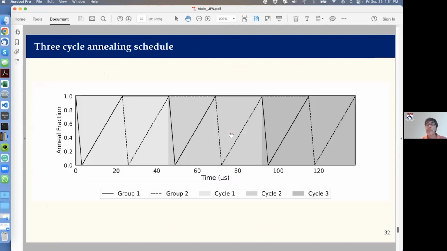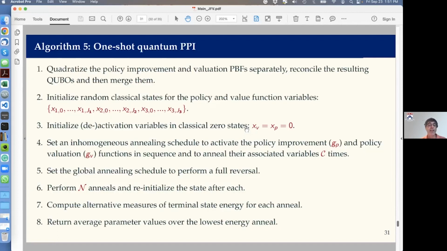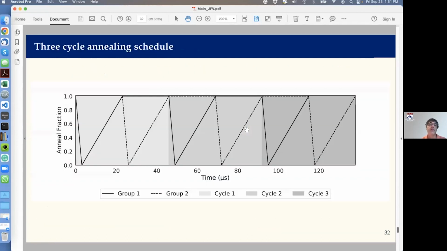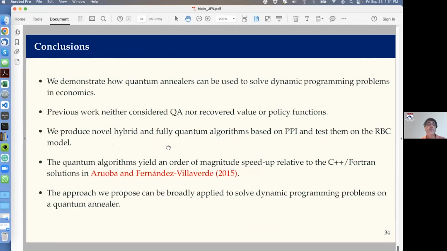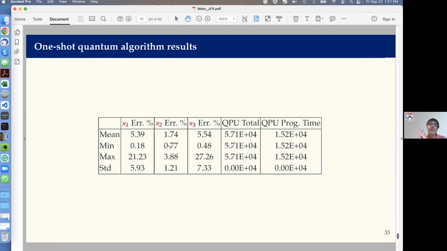You will see over here, for instance, we are going to do this in 3 different cycles. And that's going to allow us later on to set the global annealing schedule to perform a full reversal, and we are going to do n anneals and reinitialize the state after each of that, compute alternative measures of terminal state energy for each anneal, and return the average parameter values over the lowest energy anneal. And we get these really nice numbers now that make us very satisfied.